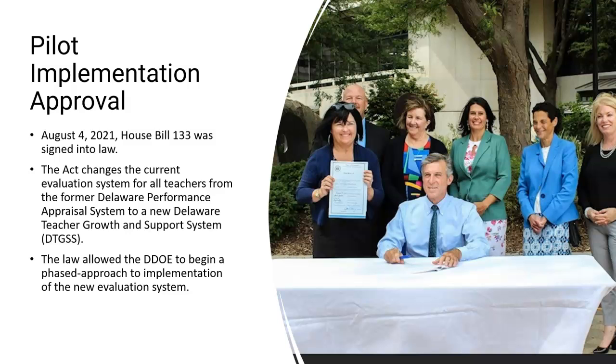August 4th, 2021, House Bill 133 was signed into law. The act changes the current evaluation system for all teachers from the former Delaware Performance Appraisal System, DPAS-2, to a new Delaware Teacher Growth and Support System, DTGSS. The act allowed the DOE to begin a phased-in approach to implementation of the new teacher evaluation system.